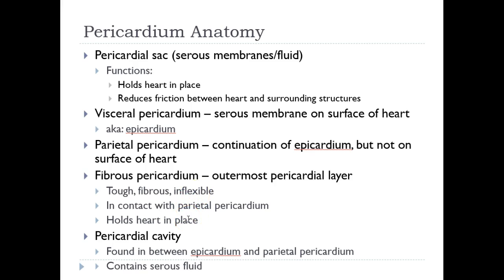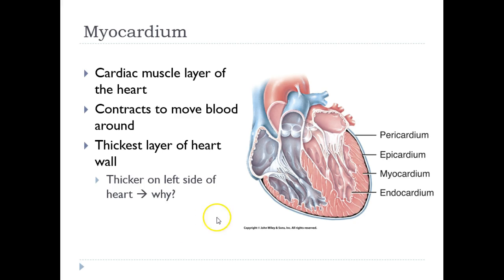And then there's a pericardial cavity, and that's just going to be where the heart is. And there's going to be that serous fluid. That serous fluid is what is in the pericardial sac and makes it so it can pump and do what it needs to. The myocardium is that middle layer, and that is going to be contracting and moving around. It's the thickest layer of the heart. It's going to be thicker on the left side, and the reason why it's thicker on the left side is because we have to use this muscle to push out the aorta and move blood through the rest of the body.